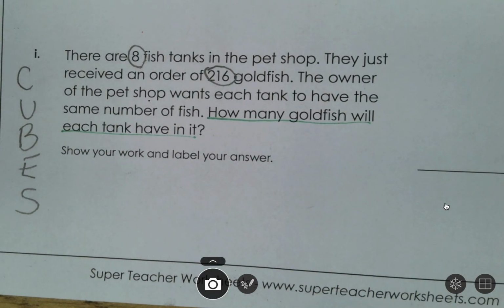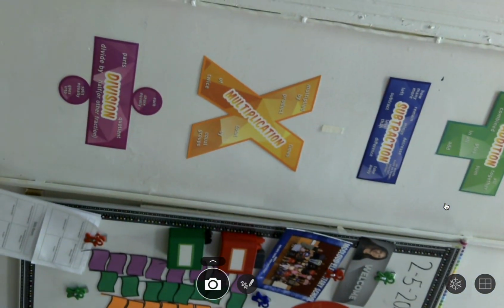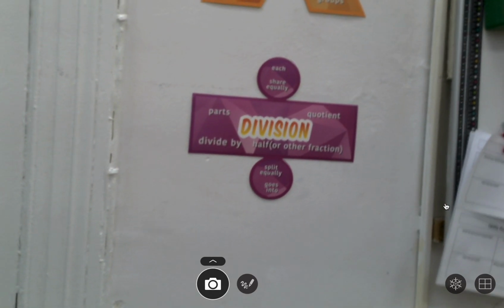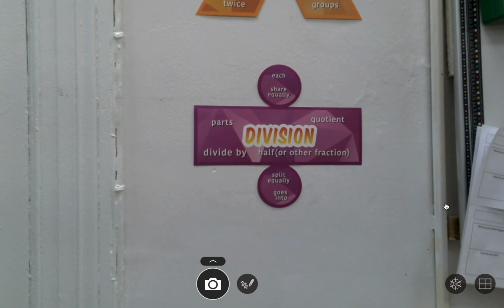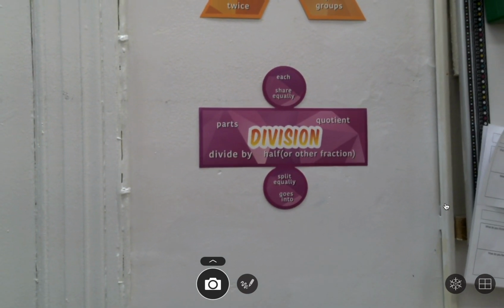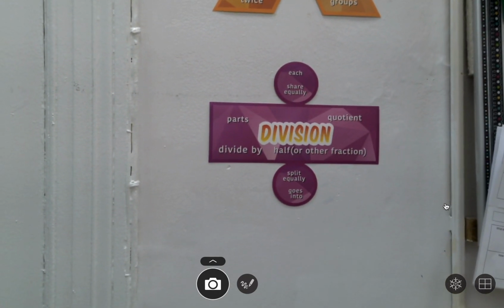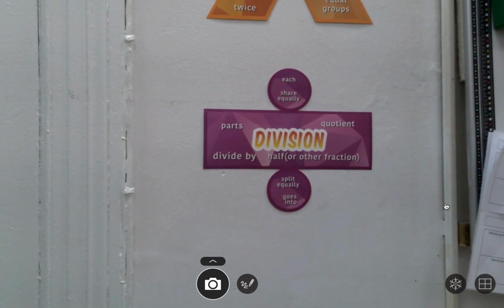Next, we are going to box the clue word. So I want you to look through. Let me see if I can turn this. Is that upside down? There we go. Let me get close to it. Take a look at our division sign with all those key or clue words. Is there a word that you see that is also in the word problem?